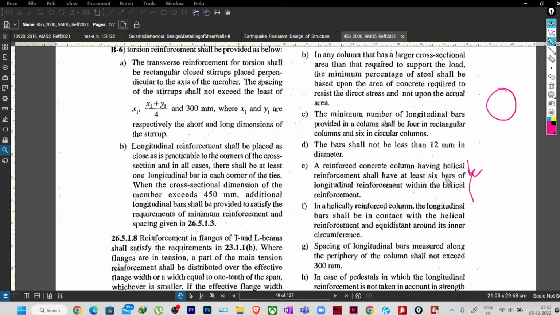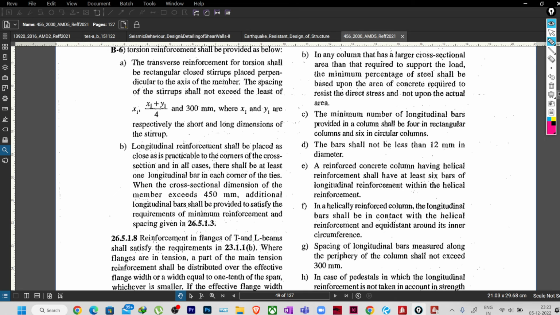So it says if you have helical reinforcement like this, in that case the main bar should be at least 6, which we are totally avoiding nowadays. So no use of this clause. In helically reinforced column, the longitudinal bar shall be in contact with helical reinforcement and equidistant around its inner circumference. So let's avoid this. We are not going with this actually now.